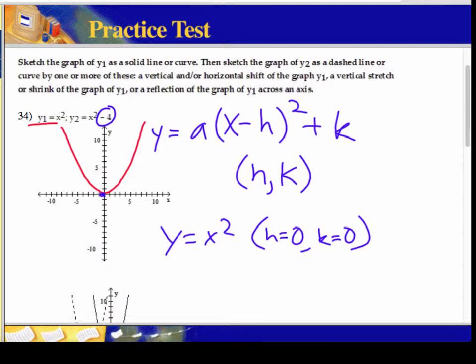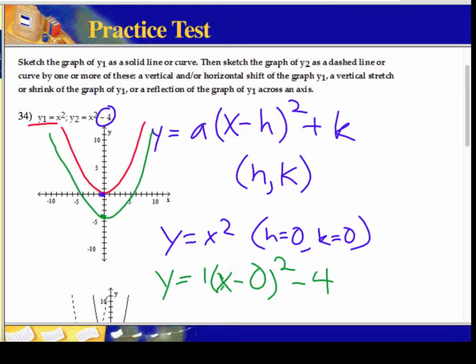Because it's on the outside of the parentheses, it probably has to do with the k. In other words, I could think of it like this: y is equal to 1 times (x minus 0) squared minus 4. I put h, I meant to write 0. So if I say x minus 0, where would the vertex be on that? (0, -4). The -4 really just shifts us down 4, down here, right? So the graph looks exactly the same, like this.